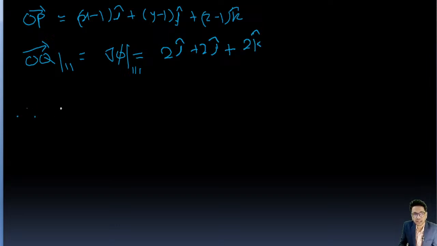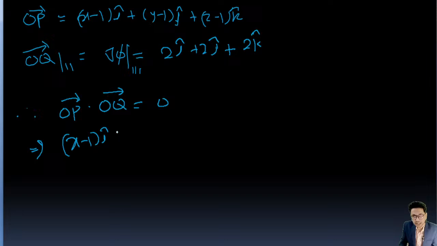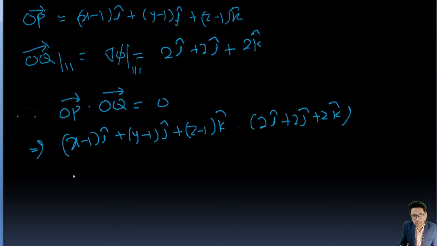Therefore, the vector product OP dot OQ is going to be 0. The dot product is commutative, so we can write OP dot OQ or OQ dot OP, both are the same. So we'll write the values: x minus 1 i cap plus y minus 1 j cap plus z minus 1 k cap dot 2 i cap plus 2 j cap plus 2 k cap.